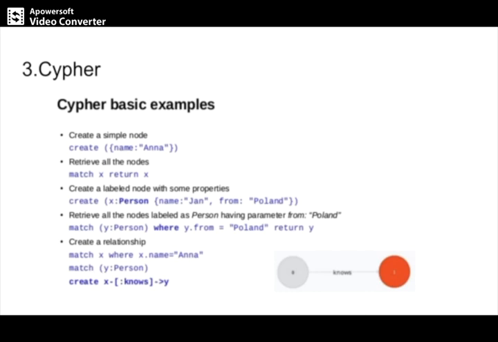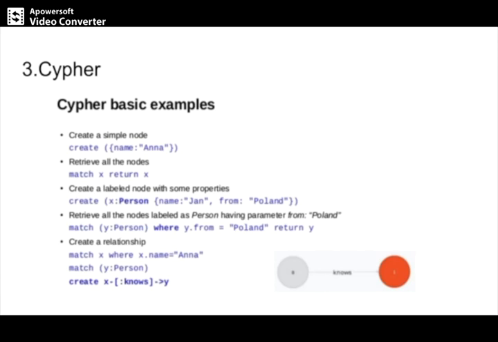Match X. The X is the identifier for a particular type of node, and return X. So basically, what it does is that it returns all the nodes of that identifier, right? Okay, so let's just jump into the fourth example.